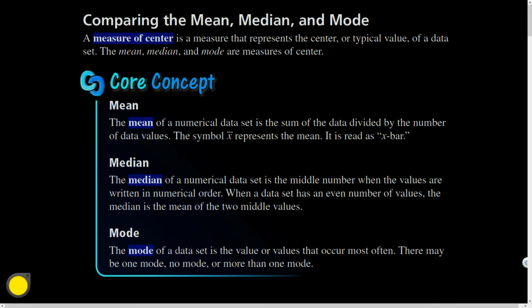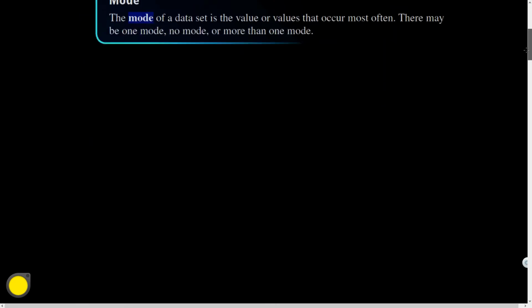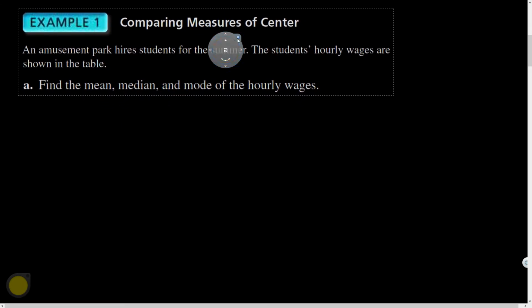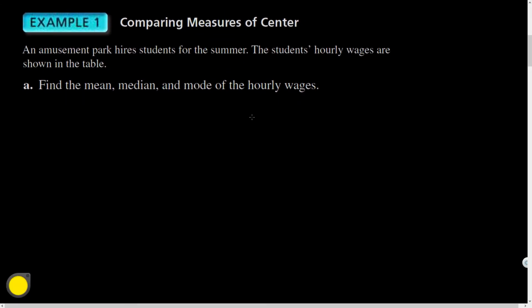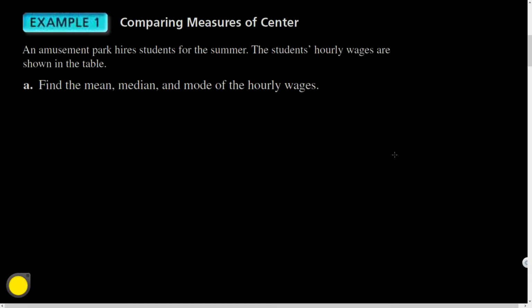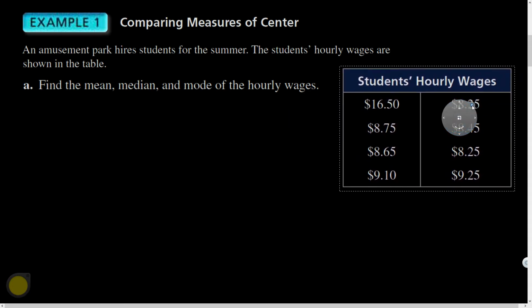So let's see, comparing measures of center. Let's try Example 1. An amusement park hires students for the summer. The students' hourly wages are shown in the table. Here's the table that I've got right here. So there are some wages. It says find the mean, median, and mode of these hourly wages.